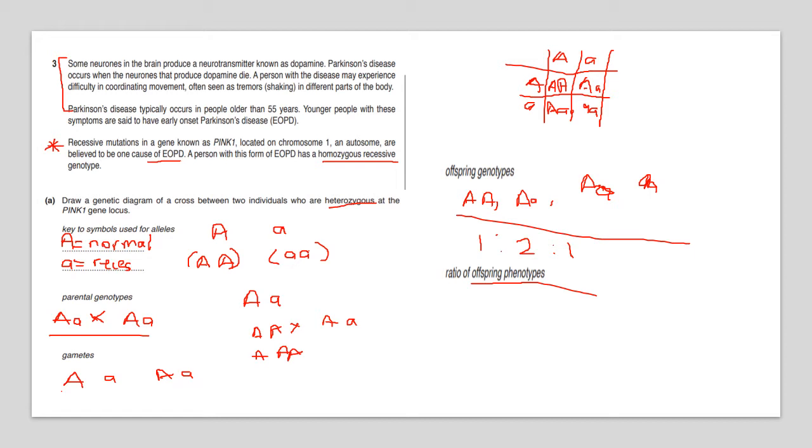So if we look at the offspring genotypes that we've got over here, this would be a normal offspring, because this offspring doesn't have any recessive traits which would cause early onset Parkinson's disease. This here that are heterozygous, because they have the dominant normal allele, they would also be normal. All right, so they would also come out as normal. And over here, this one would have early onset Parkinson's disease simply because it has two recessive alleles, and those recessive alleles are responsible. So the ratio of offspring phenotypes would then be 3:1. And that is how you solve that question.